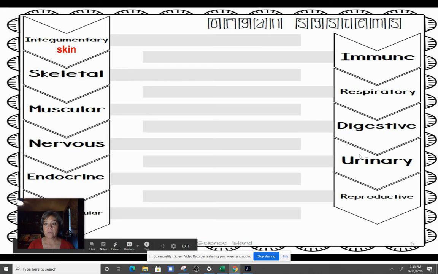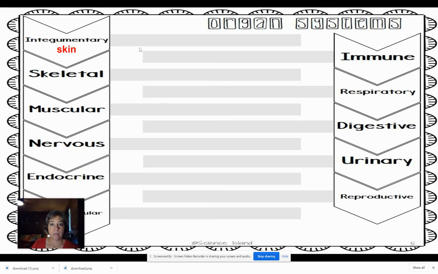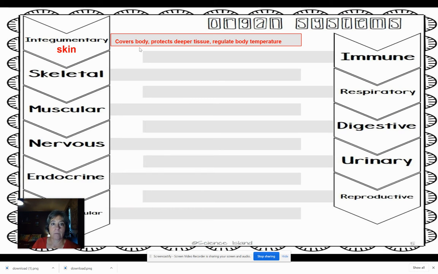Okay. So here are the different organ systems in this little area. Our first one is the integumentary system, and that includes the skin. So somewhere in your notes, type the word skin. Here you're going to type the function in this gray area: covers the body, protects deeper tissue, and regulates body temperature. We mentioned that in the first video.